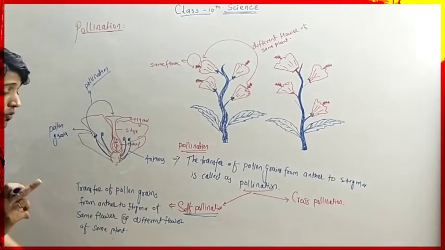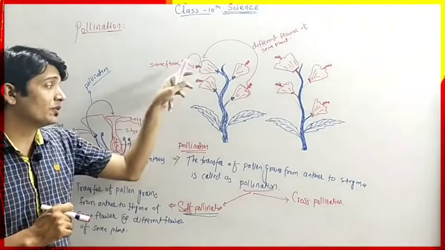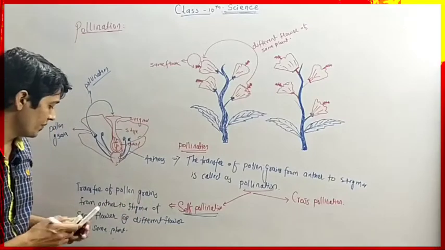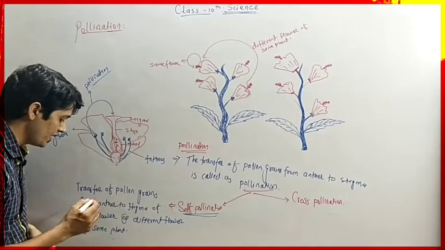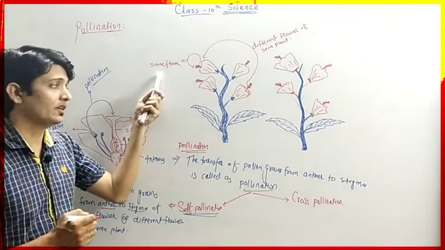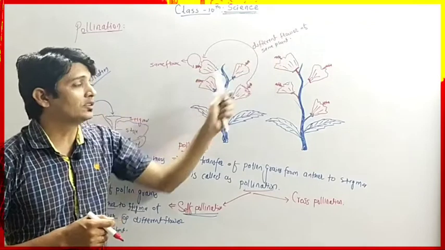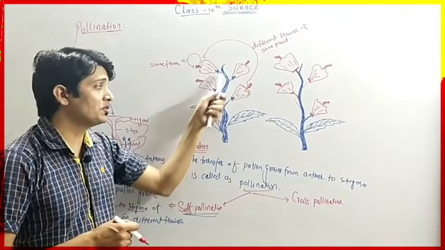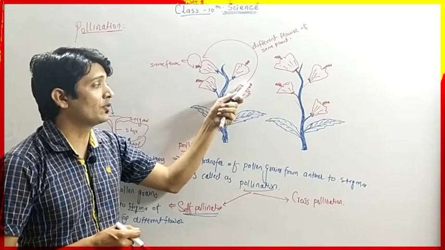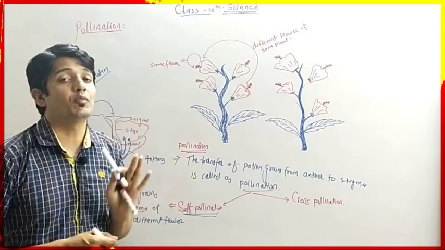Very important. What is self pollination? The transfer of pollen grain from anther to stigma always takes place in the same plant, same flower or different flower of the same plant. See, this is a different flower of the same plant. So if pollen grains transfer from this anther to this stigma, it is again called self pollination.